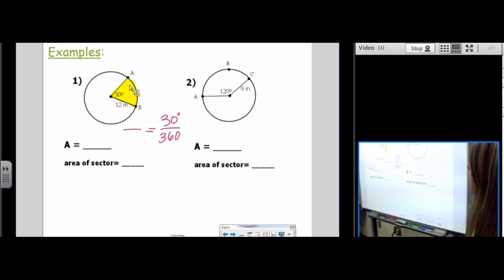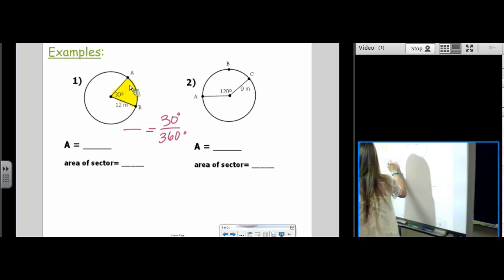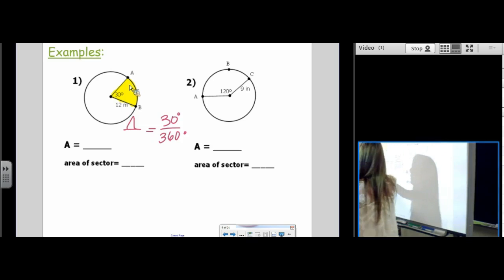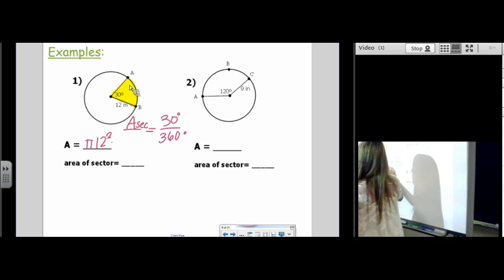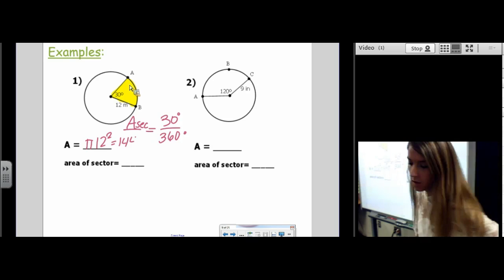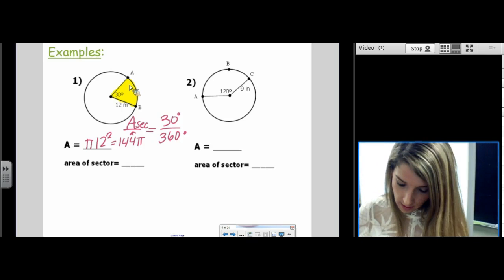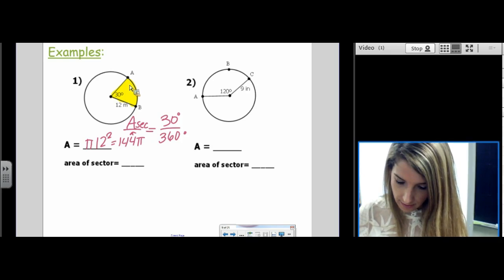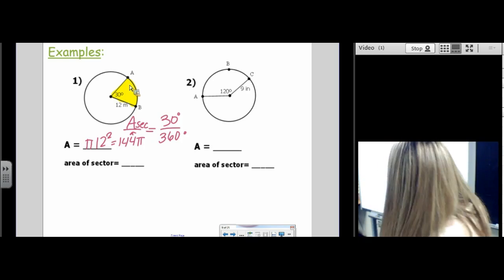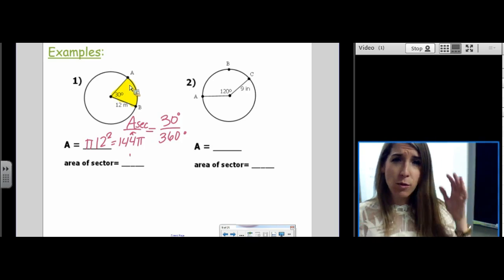Okay, now what goes on the other side? The area of the sector goes here, but we don't know the ASEC. And the area of the circle, pi r squared. So 144 pi. Just pretend I wrote that right there. So in our calculator, we will do 144 times 30 divided by 360. The area of the sector, if you just put 12, it'll get marked wrong on the test.